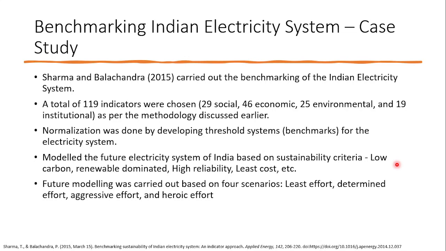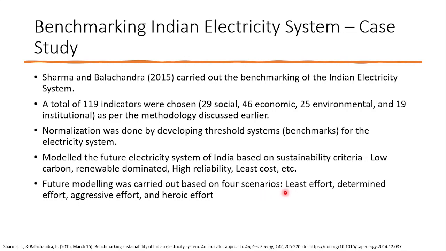The scenarios considered were heroic effort, aggressive effort, least effort, and determined effort. Based on these 4 scenarios, the future electricity system was modeled on criteria such as low carbon, renewable dominated, high reliability, least cost, and so on.